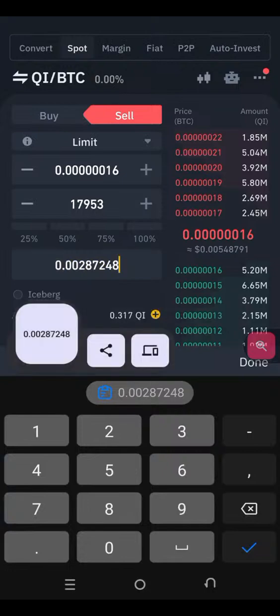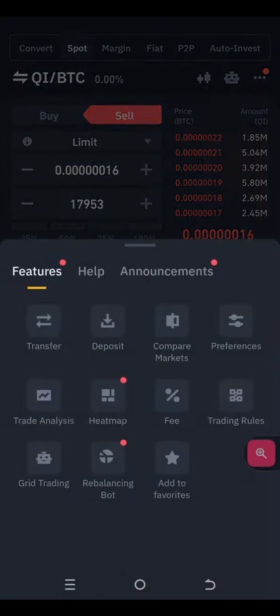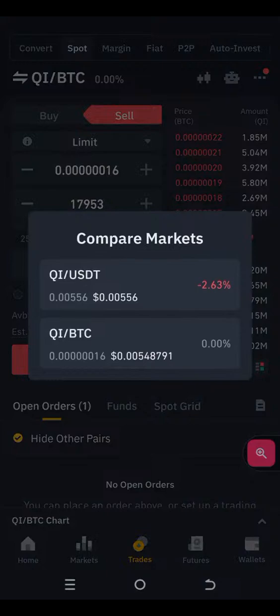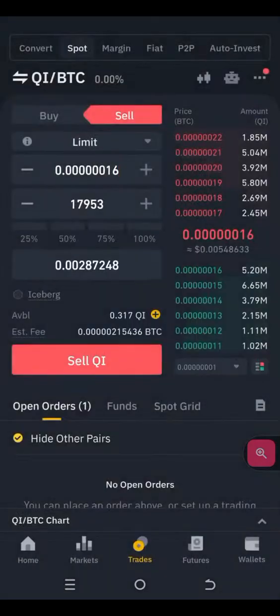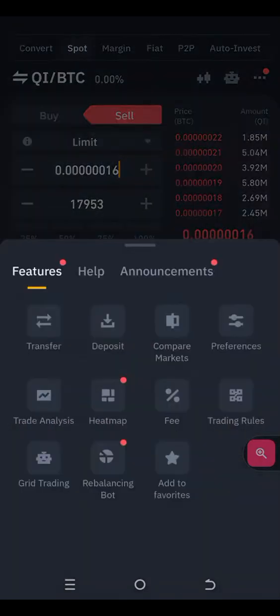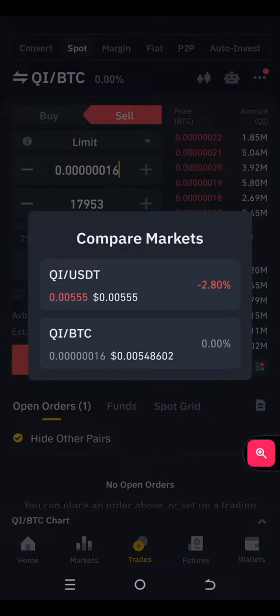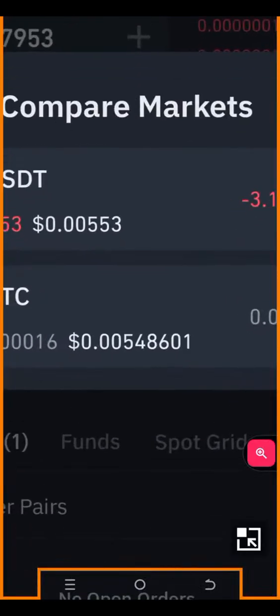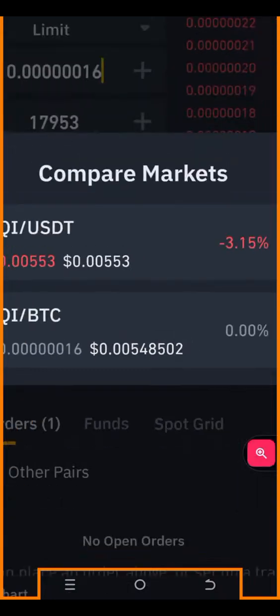But go to the compare markets. Let's see what has happened. Oh, I told you. See it now. Oh, well, 548. Can you see that the price now in QIBTC is lower than USDT? Look at it. Let me look at that again one more time. Just right now, the price has changed. It was supposed to be 5.8. Now it's 5.48. I tell you, you can't make money with this.